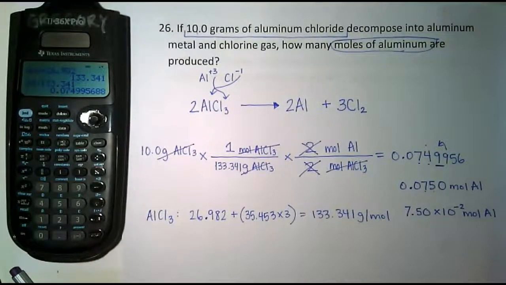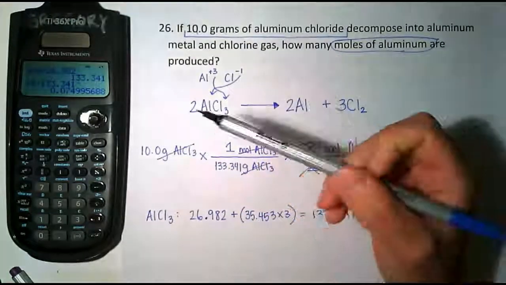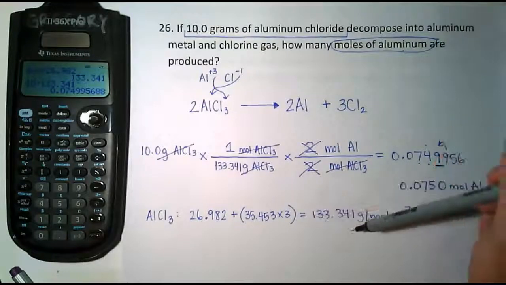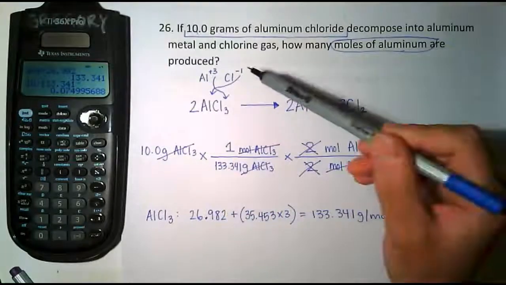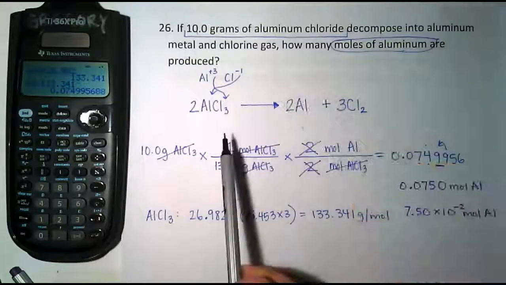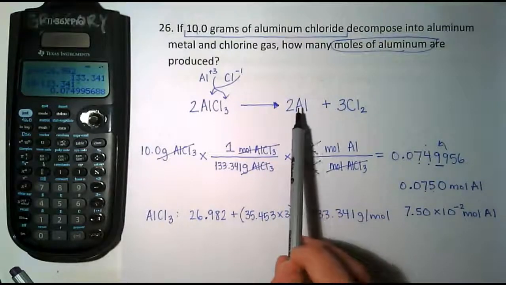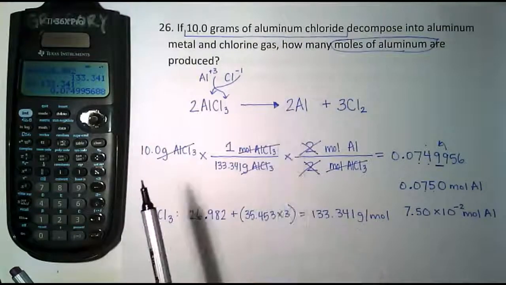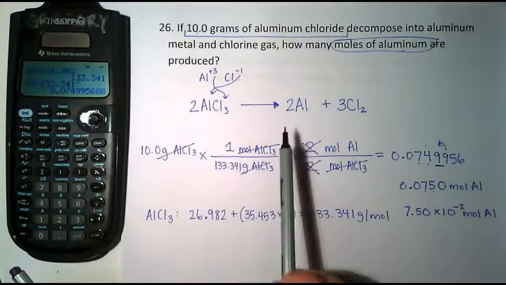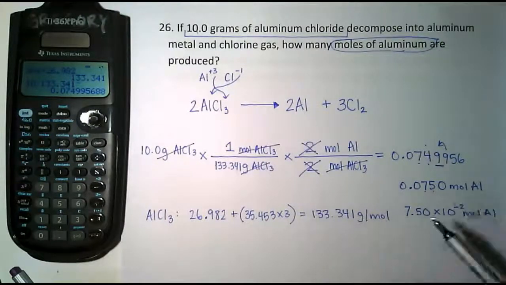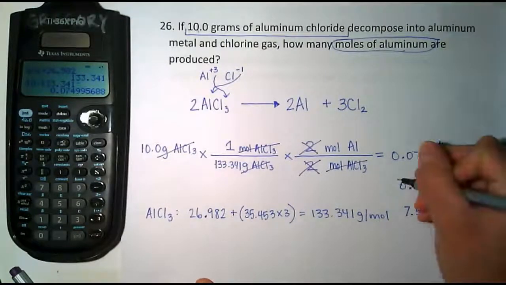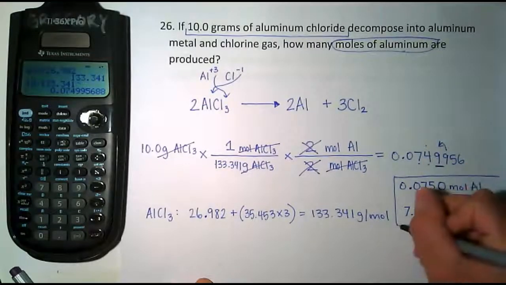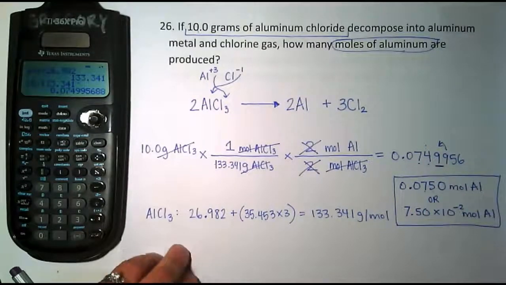So let's think about whether or not this answer is reasonable for a second. Aluminum chloride, we said, has a mass of 133 grams per mole. And so we only had 10 grams to start. So we had well under a mole to start. So if we're thinking about how much aluminum would be produced from that, it's a 2 to 2 ratio. So we should have well under a mole of aluminum being produced from that. So this does make sense. This very small amount of aluminum being produced makes sense if we think about what our reasonable answer would be. So I'm going to box that answer.